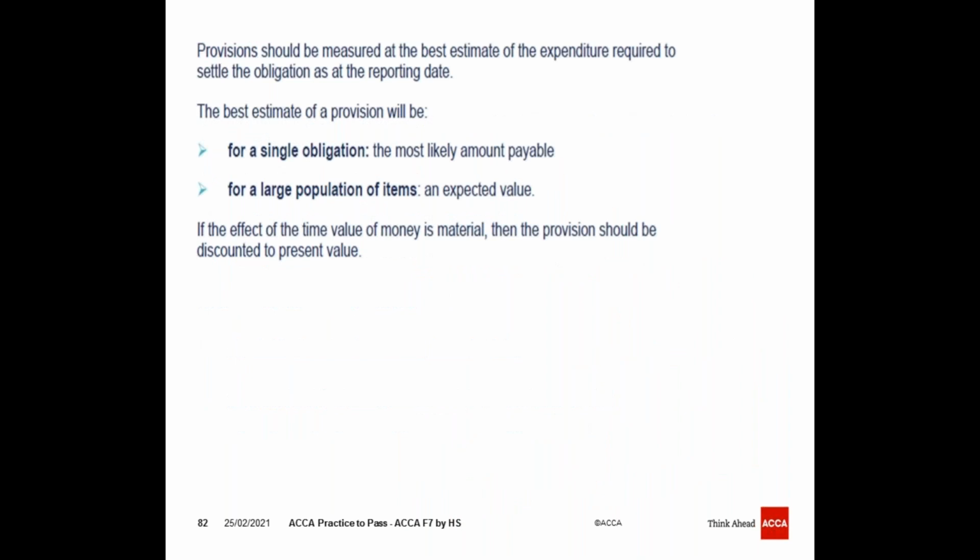Now, with respect to the amount being measured reliably, the third point, a provision should be measured at the best estimate of the expenditure. So for single obligations, the answer should be the most likely amount, and for large populations, the amount should be the expected value. Is it clear?